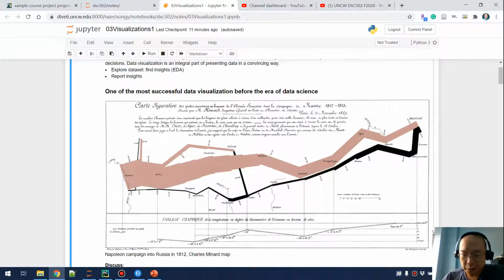Another cool thing is the bottom part, which shows the temperature. You can see that when he left Moscow, which is here, the temperature was still above zero. Soon, when he was here, the temperature was already negative, and we have -20, -11, and -30. So it was definitely super cold. On the way back, the temperature also became Napoleon's enemy, and eventually he lost a lot, really, really a lot, right?